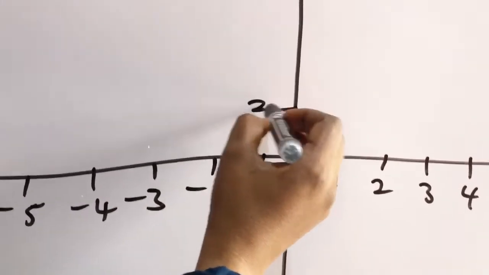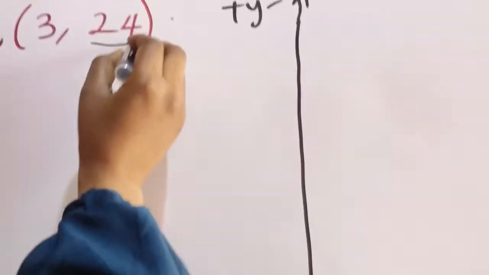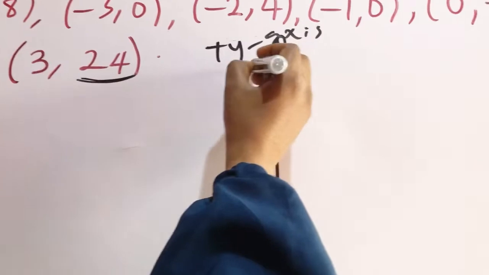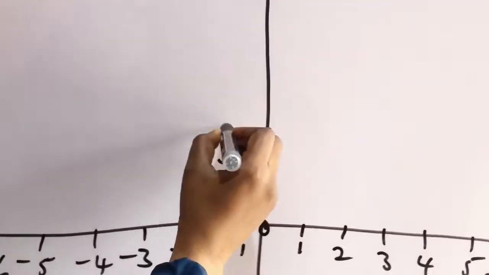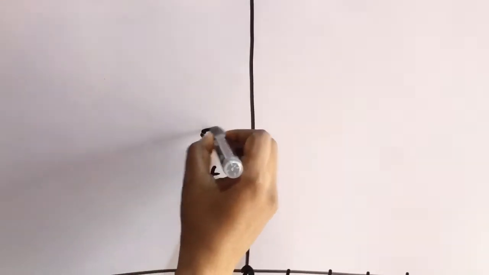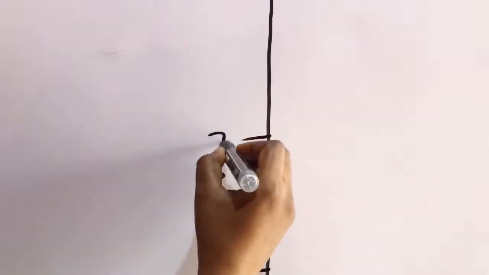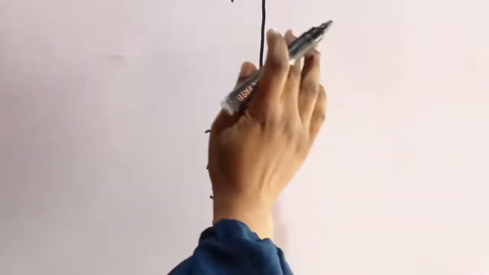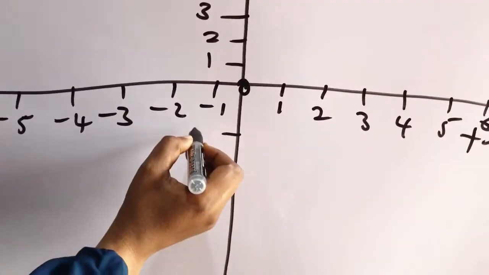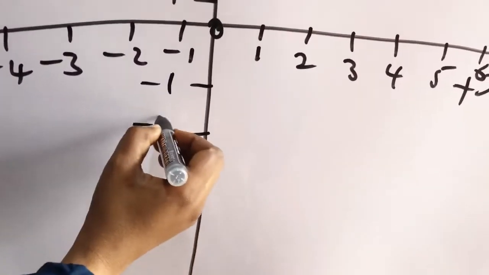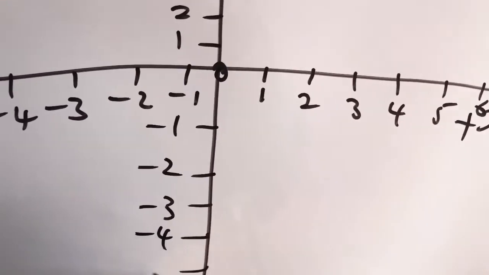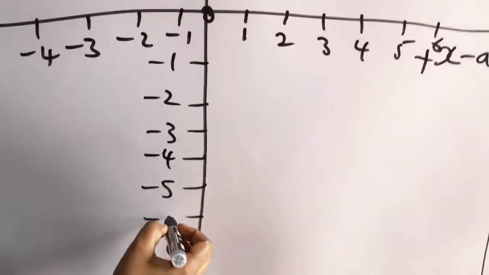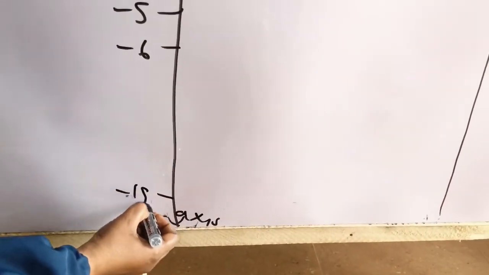1, 2. You can see that the highest value of y is 24. So let's just stop at 24. So 3, 4, 5, 6, 7, till we get to 24. So minus 1, minus 2, minus 3, minus 4, minus 5, minus 6, till we get to minus 18.